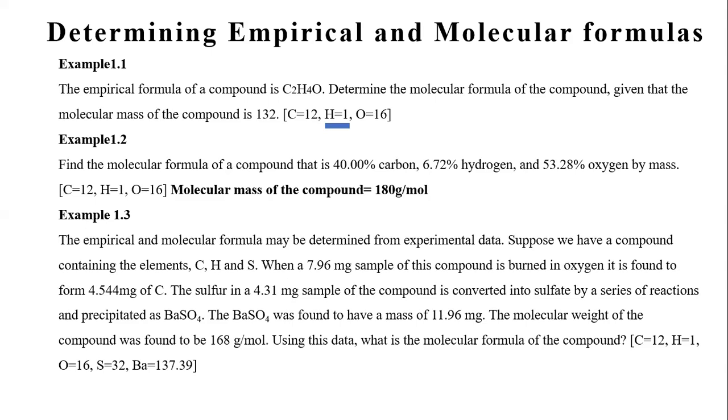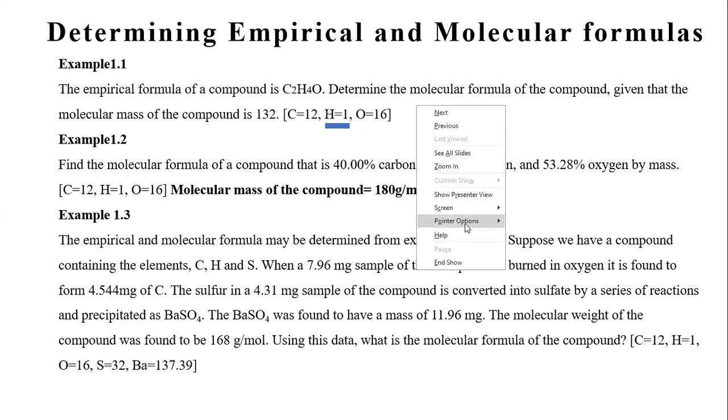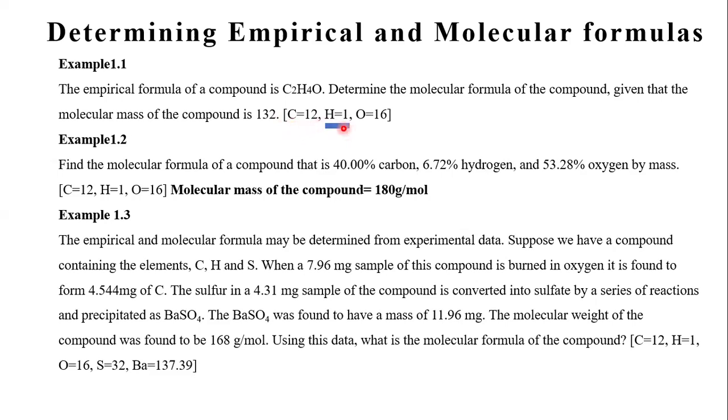In this lecture, we are going to determine the empirical and molecular formulas. Example 1.1. The empirical formula of a compound is C2H4O. Determine the molecular formula of the compound, given that the molecular mass of the compound is 132 and the atomic masses have been given: C is equal to 12, H is equal to 1. So we are going to solve this example.